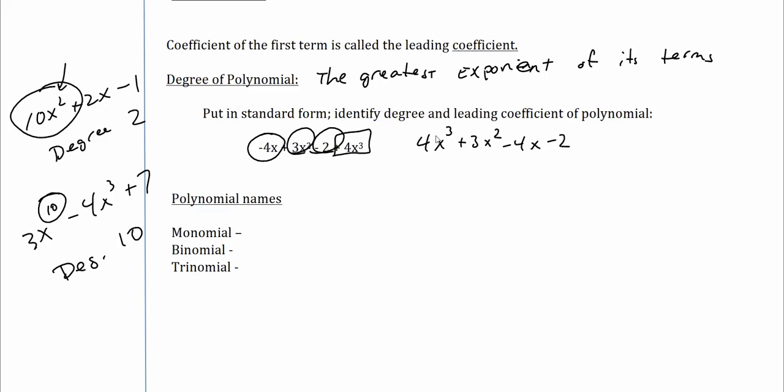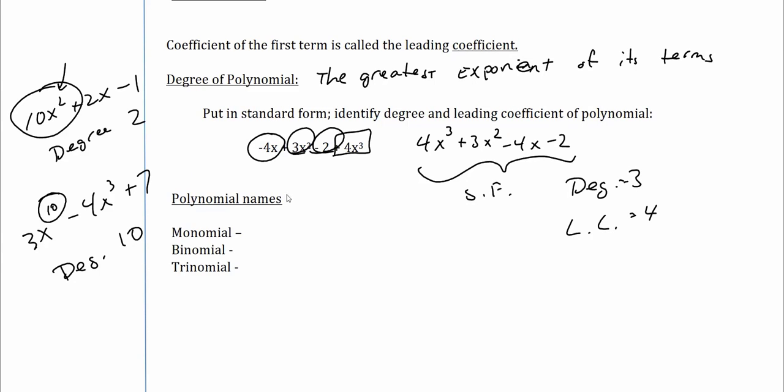Identify the degree. The highest exponent is 3. So this here is in standard form, which I'm going to abbreviate as SF. The degree is 3 because it's 3. The leading coefficient, which I'm going to abbreviate as LC, is 4. So the standard form right there, degree and then leading coefficient right there.